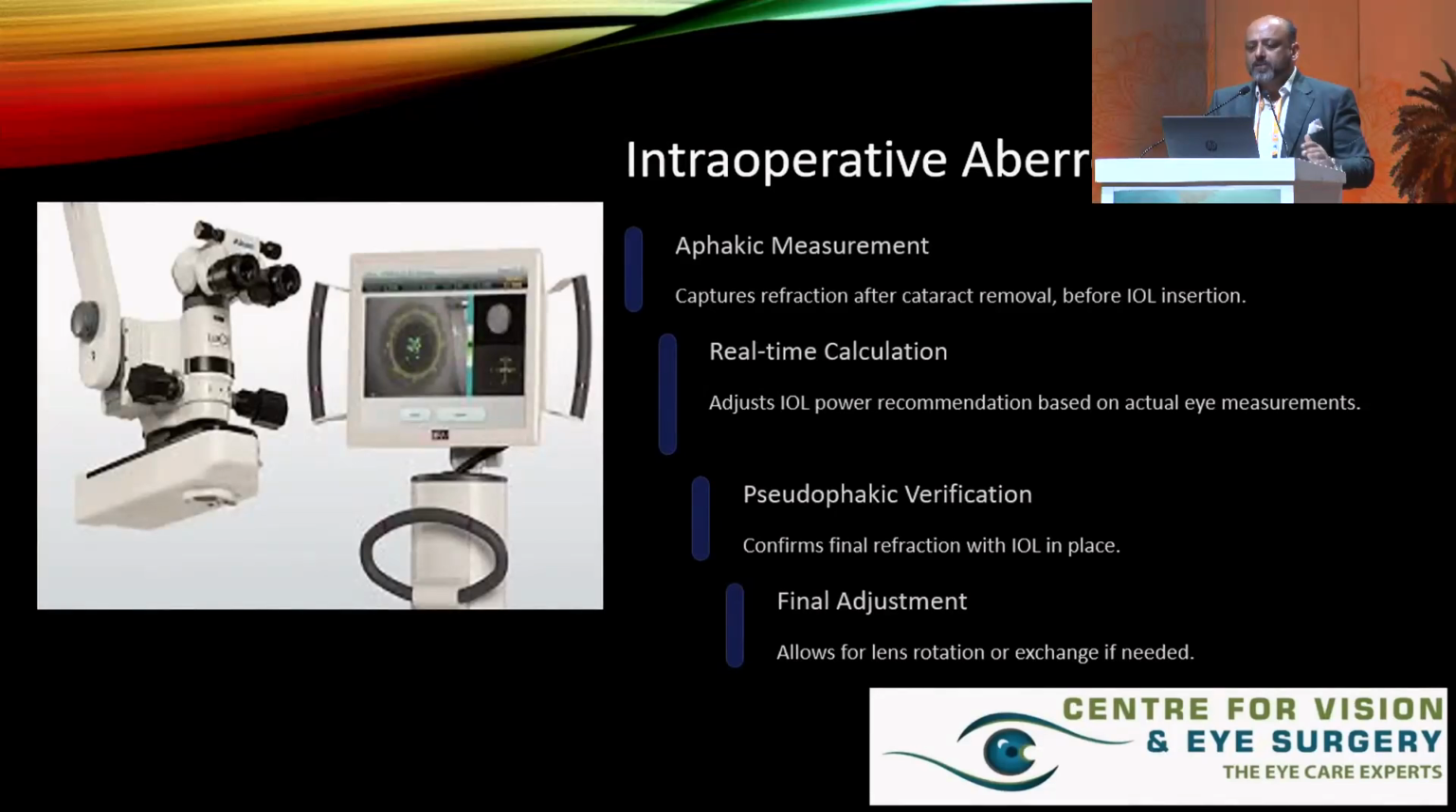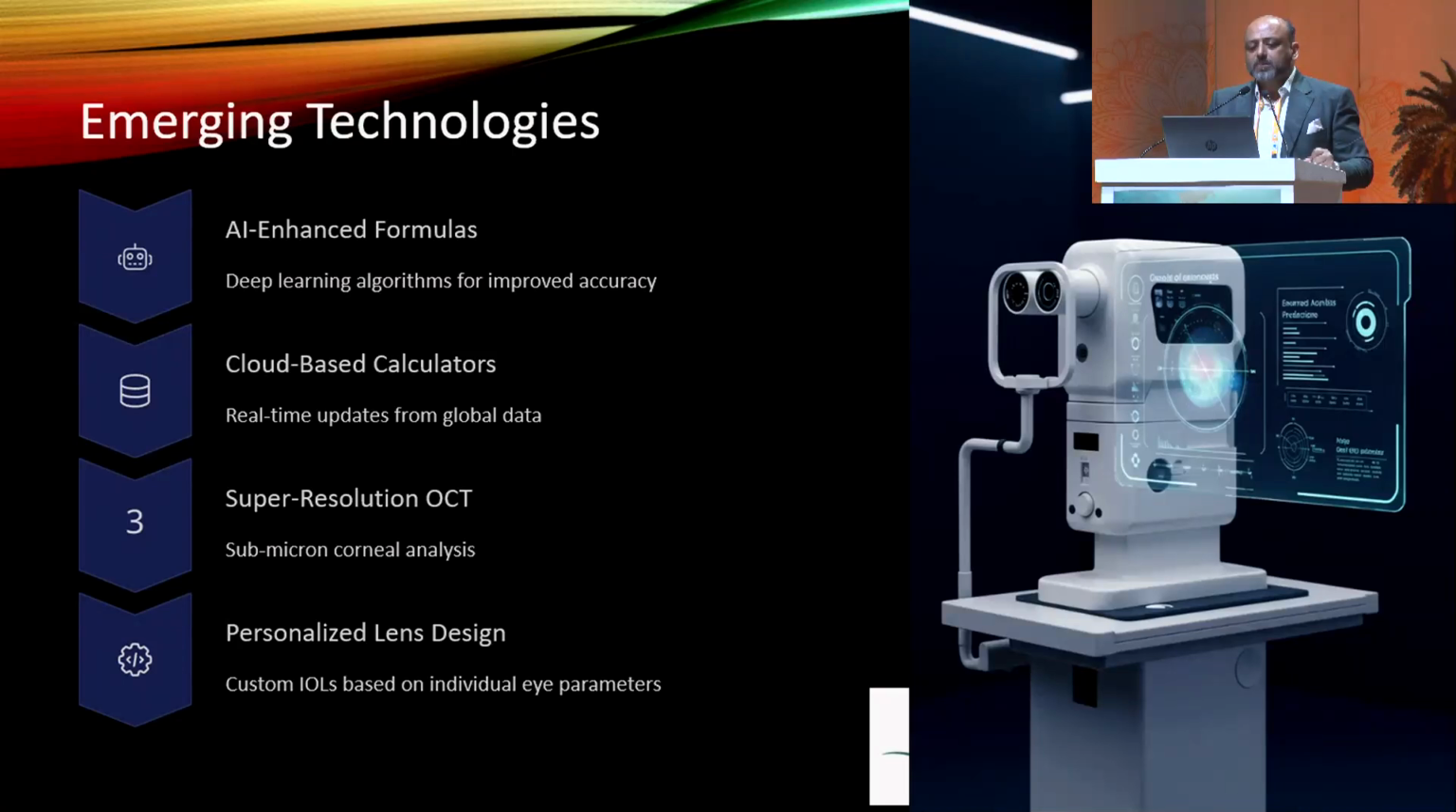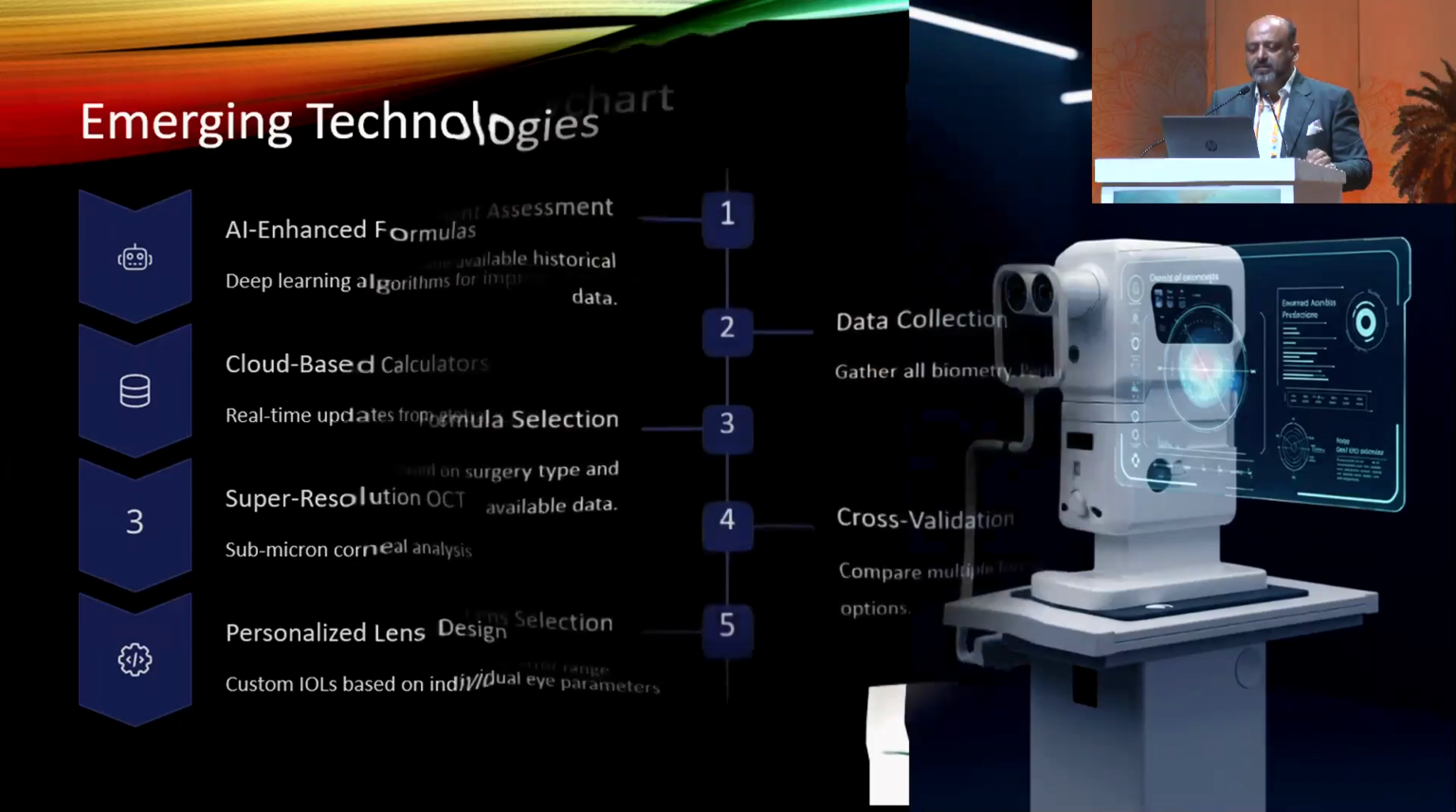Intraoperative aberrometry is probably the best available if you can get that, if you have access to the technology. It allows a final adjustment for lens rotation and exchange if needed. There are, of course, emerging technologies which are AI enhanced, but when we look at the words artificial intelligence, I think the artificial part is the machine, the intelligence part is still going to be the surgeon. There are some cloud-based calculators, there is some high-resolution OCT, and there is some talk of personalized lens design like the LAL IOLs, which does help.